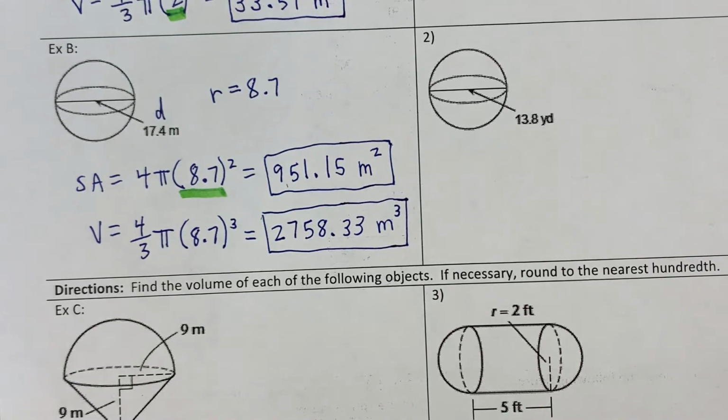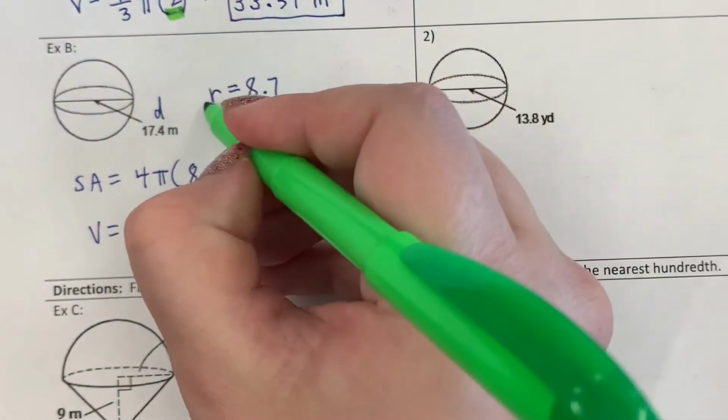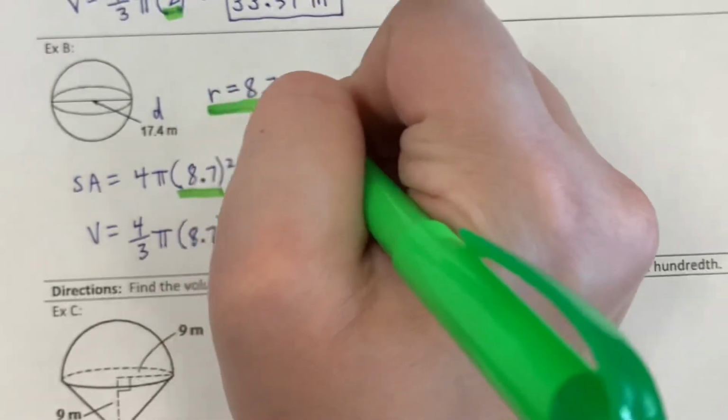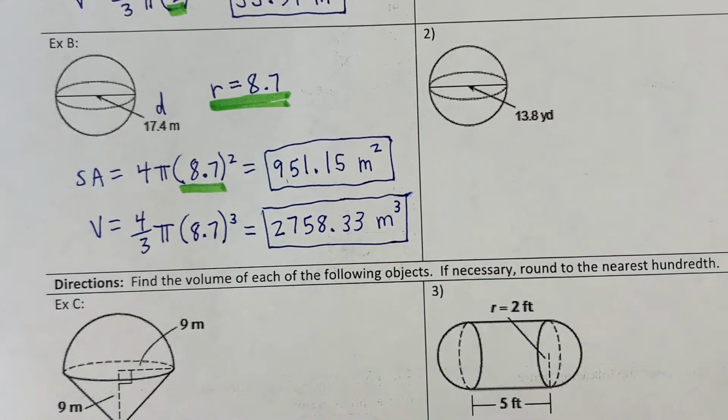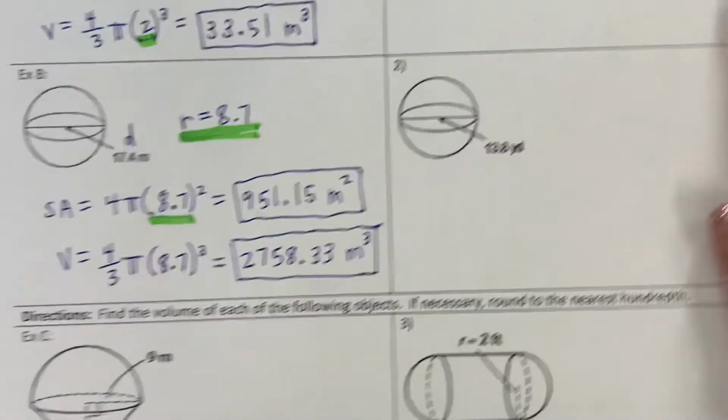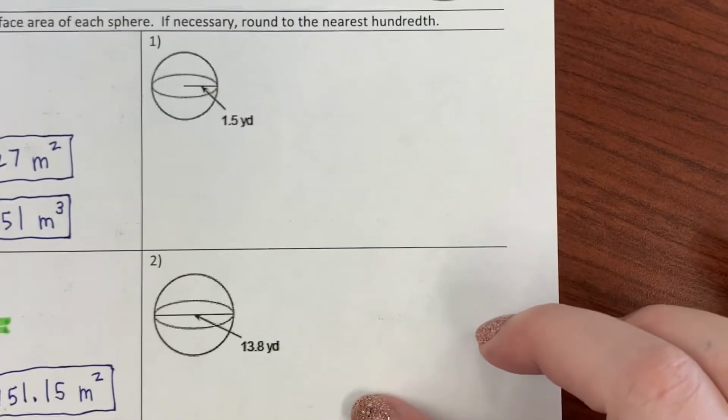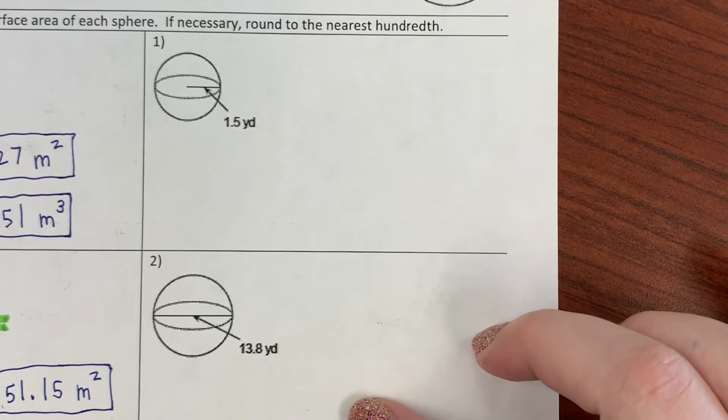So just be careful, make sure you don't use diameter in this problem. We're using our radius here of 8.7. We took half of the diameter in order to find our radius. So at this time, I'd like for you to do Try 1 and 2 and see what you come up with. Go ahead and pause the video.